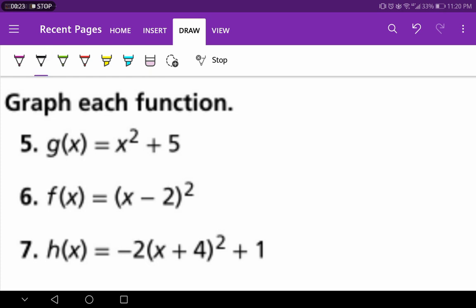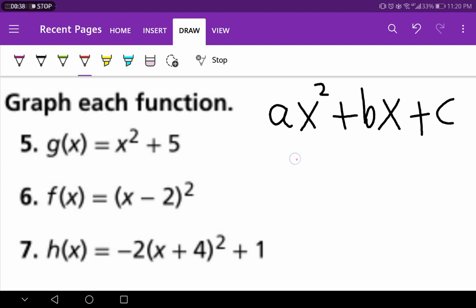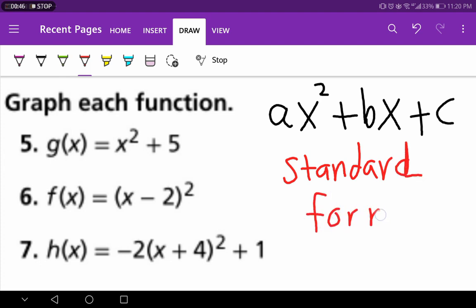As you know before, we learned what is the standard form of a quadratic equation, which is a multiply x squared plus bx plus c. This is called the standard form. Okay, and today I will introduce for you vertex form.